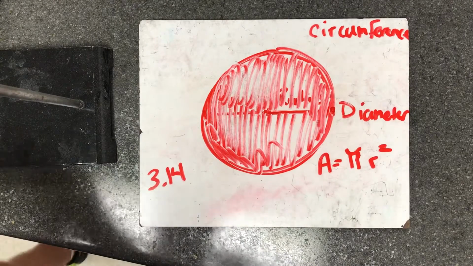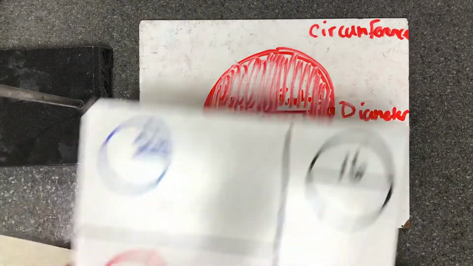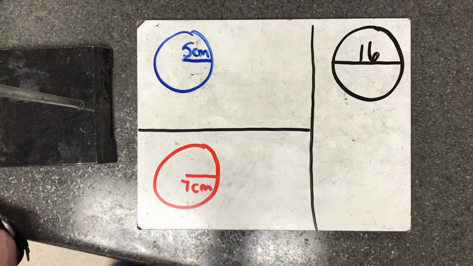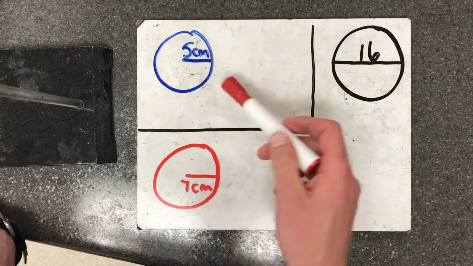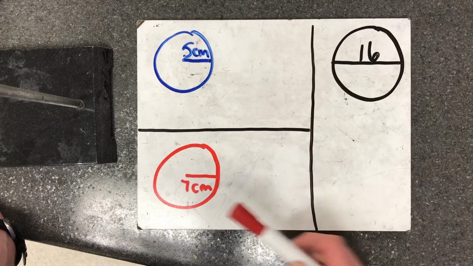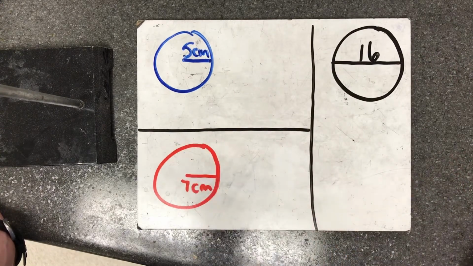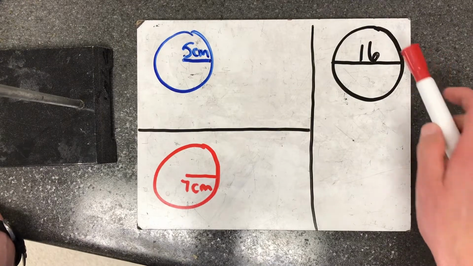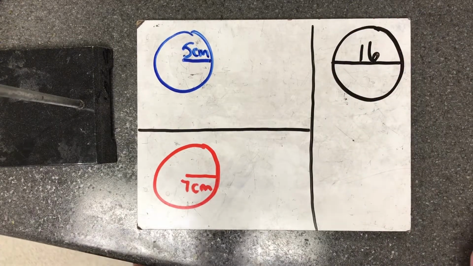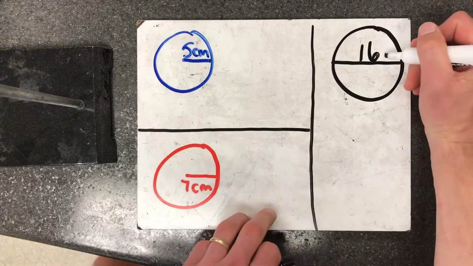So if we throw a couple of questions up, and if you want to pause the video and try and solve these, we've got a circle here, the blue one, with a radius of 5 centimeters. And in this red circle here, we've got a radius of 7 centimeters. And on the black circle over here, we've got a diameter of 16. We'll call that 16 meters.